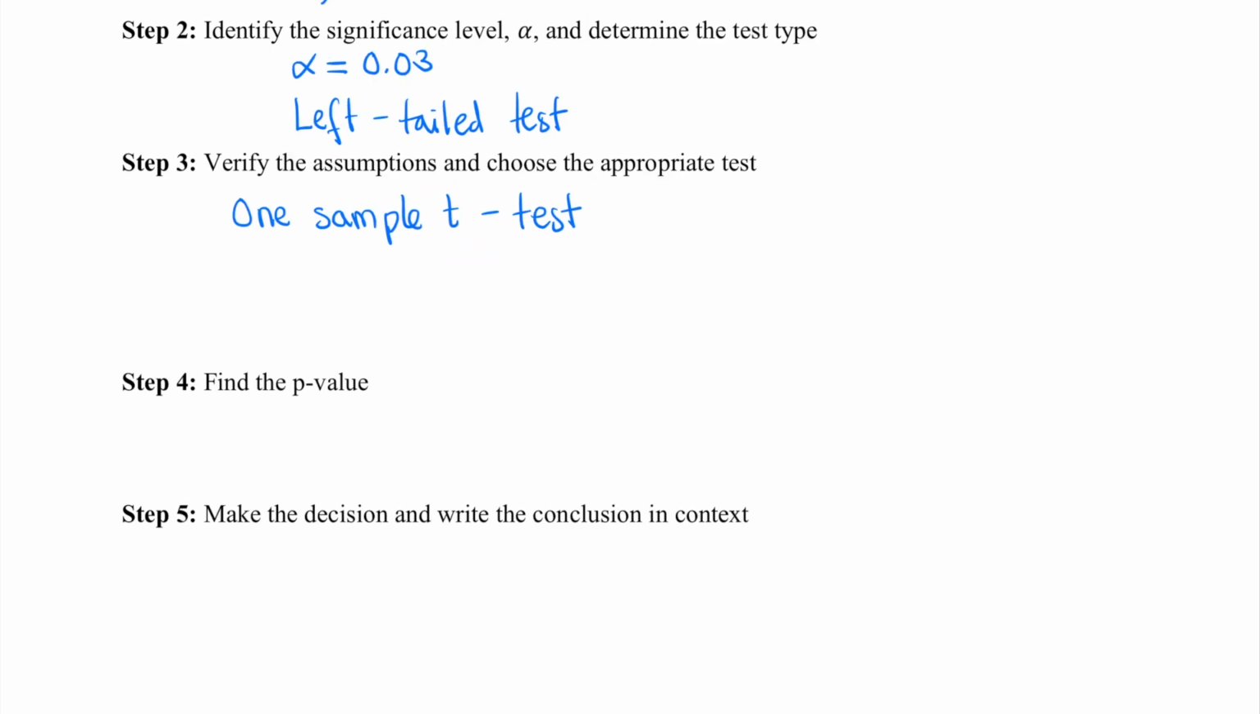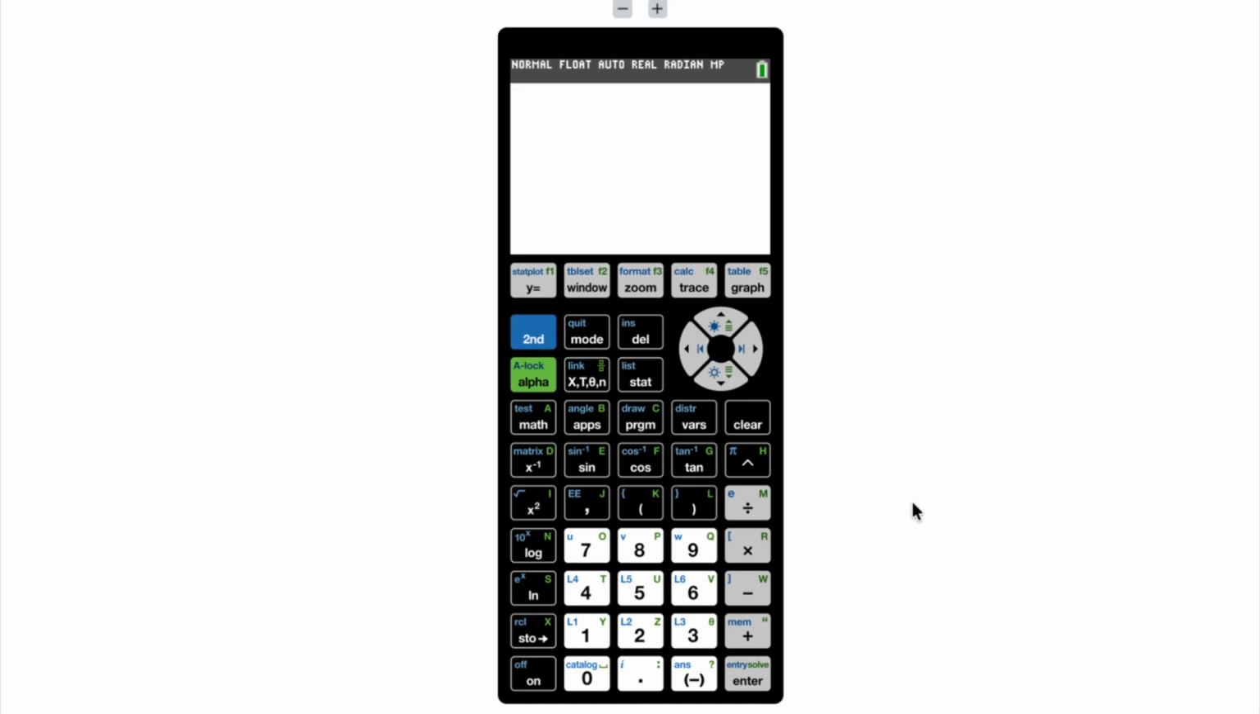Step 4. We'll use the TI-84 calculator to perform the hypothesis test and find the p-value. Now, let's use the TI-84 calculator. Press Stat, arrow over to Test, select the second one, t-test, and press Enter. Since we're given the sample statistics instead of the raw data, we'll choose Stats, press Enter.